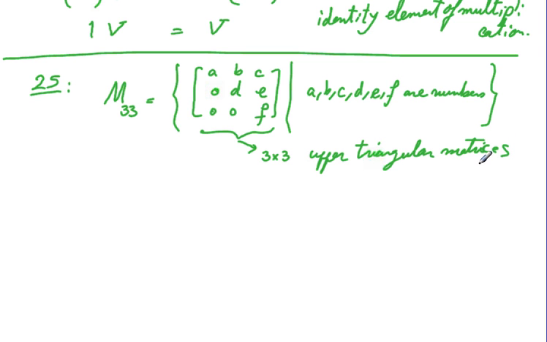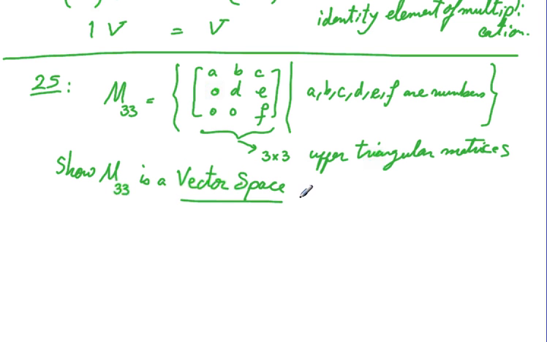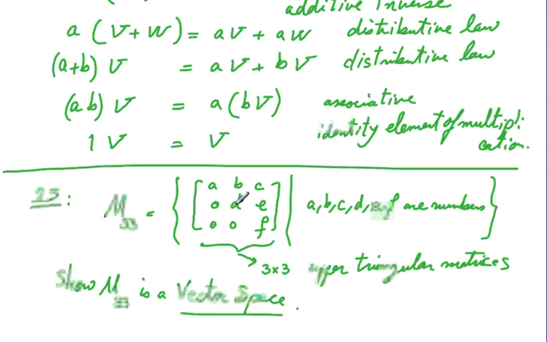So I'm introducing you to this set. And now I come and claim, or I ask you to show, what would I be asking you? Show M33 is a vector space. What do we mean by this? First of all, we expect a way of being able to add these kinds of things or multiply them. And those things are no surprise.